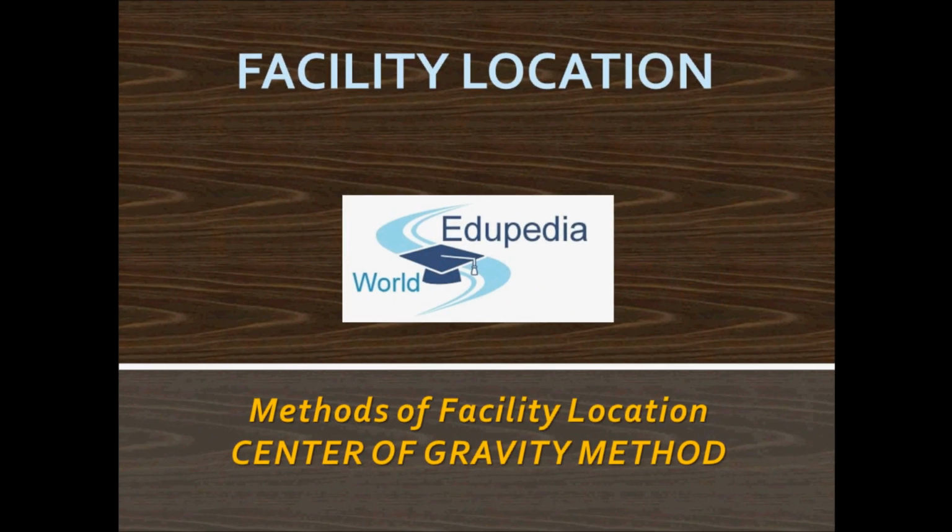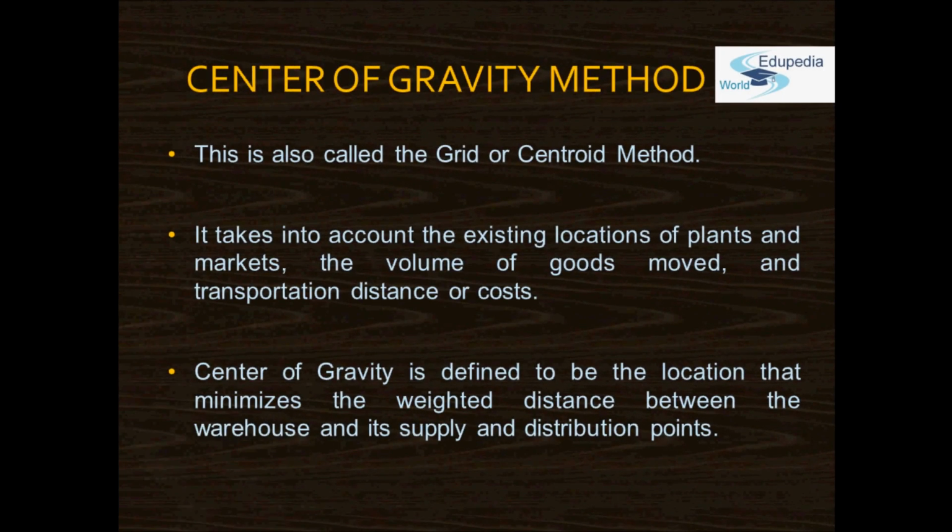Continuing with the facility location, today we'll see another important and easy method of determining a suitable facility location, and that is the center of gravity method. Well, the center of gravity method is also called the grid or the centroid method.